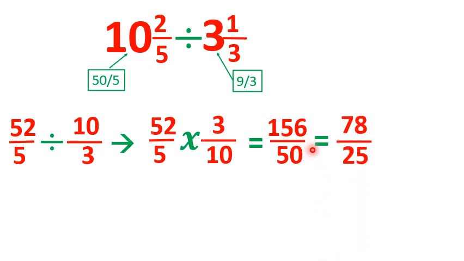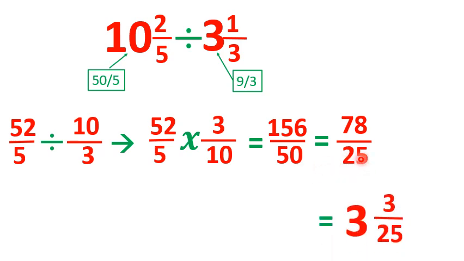So I can start by at least noticing that the numerator and the denominator are both even numbers. So I can at least simplify by a factor of 2. So 156 divided by 2 is 78, and 50 divided by 2 is 25.